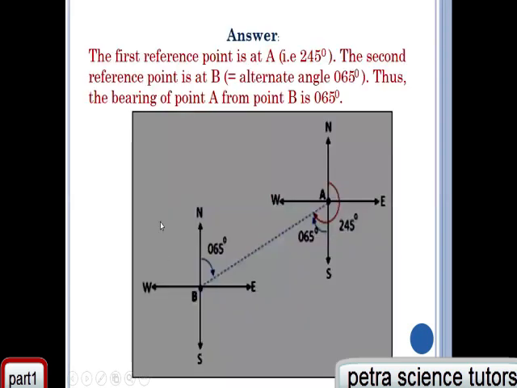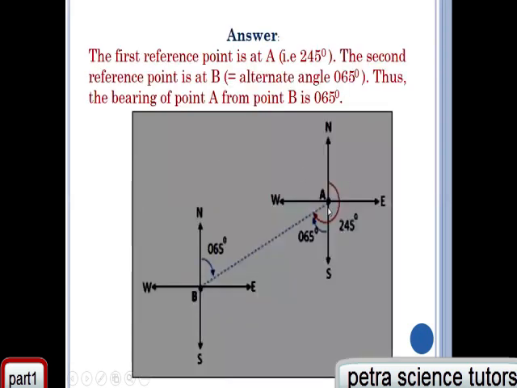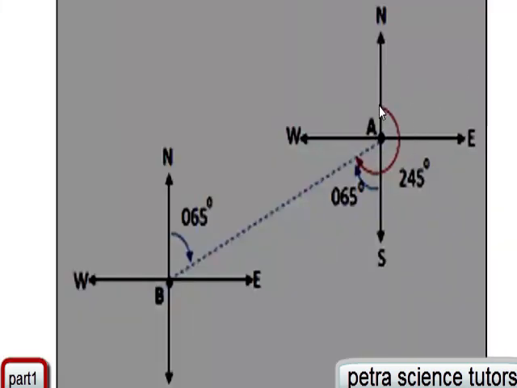So let's see how that's done. The question says the bearing of a point B from another point A. So from where? Point A. So our first reference position should be point A, because we have "from A". You can see point A has been identified with a dot and a cross, or a plus sign, and the position is labelled with the letter A.